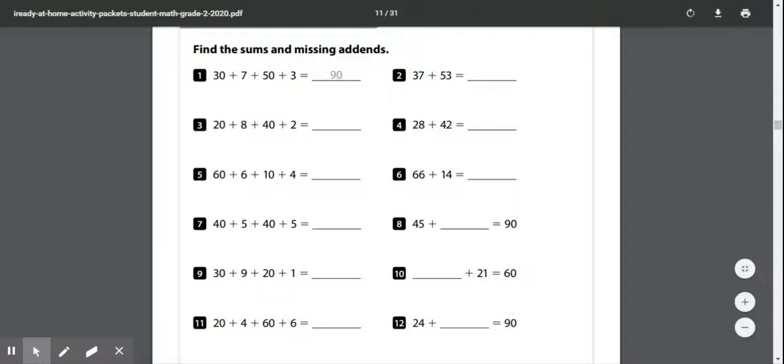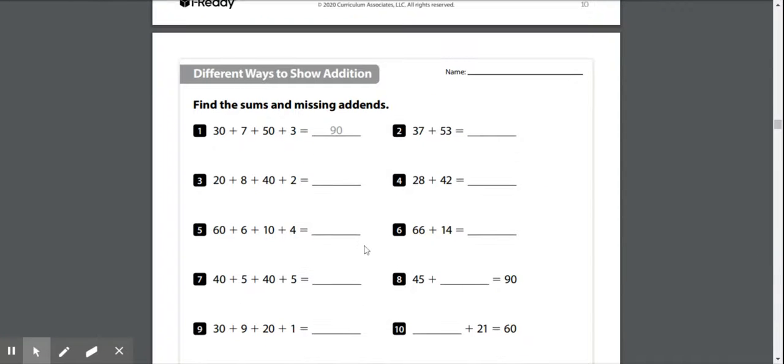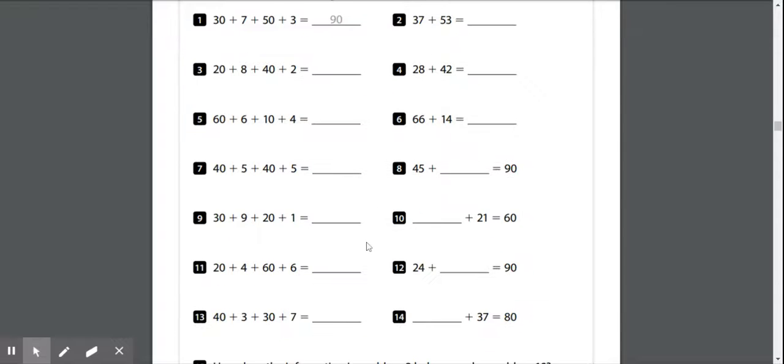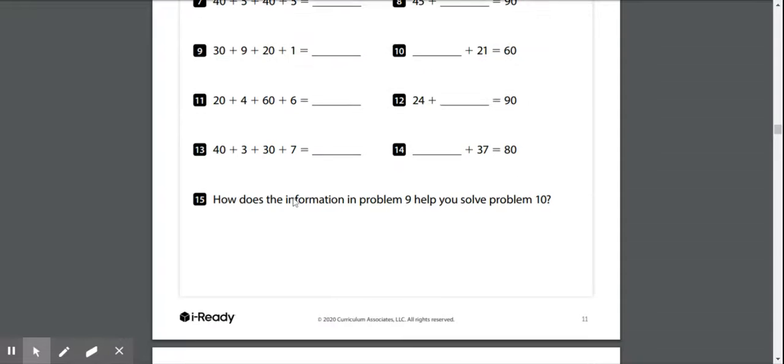If we look at the different ways to show addition page, which I'm on right now, that is page 11 in your packet. If we look at number 2, you can solve this by using a tens and ones chart, like I did in the last video and like you should be familiar with. If we look at number 3 here, you can combine the 20 and the 8 to make 28, and the 40 and the 2 to make 42, and then add using a tens and ones chart as well.